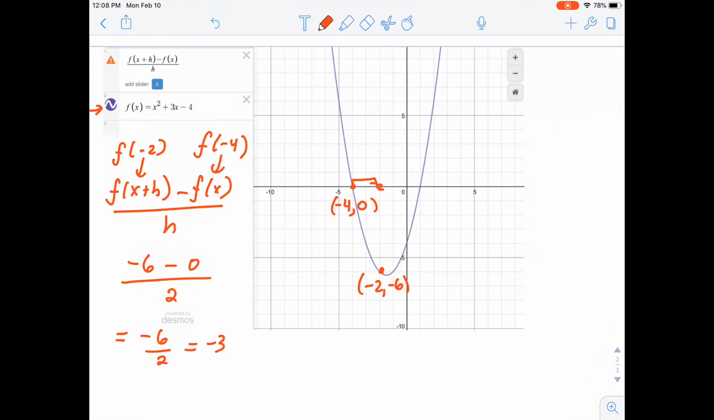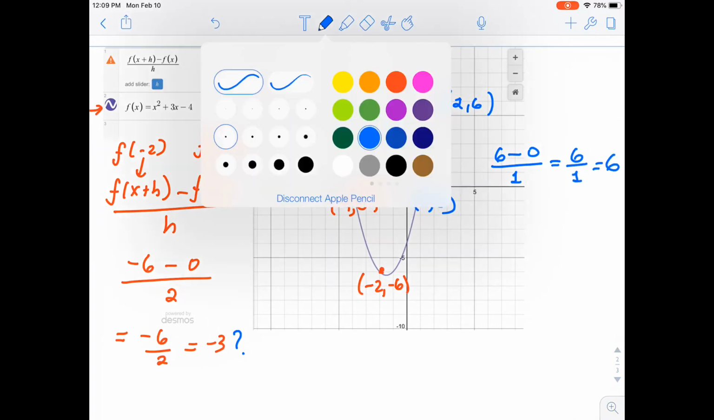Now, does this vary depending on our points? Let's take a look at two other x coordinates. Let's do 1, which gives us 0, and let's look at 2, which gives us 6. Will we still get a -3 is the question. In this case, our f of x plus h is 6, subtracted our f of x, which is 0, divided by our h, which is the distance from this x to this x, which is just 1. Wait a minute, now we get 6 divided by 1, which is 6. That's different from what we got earlier.